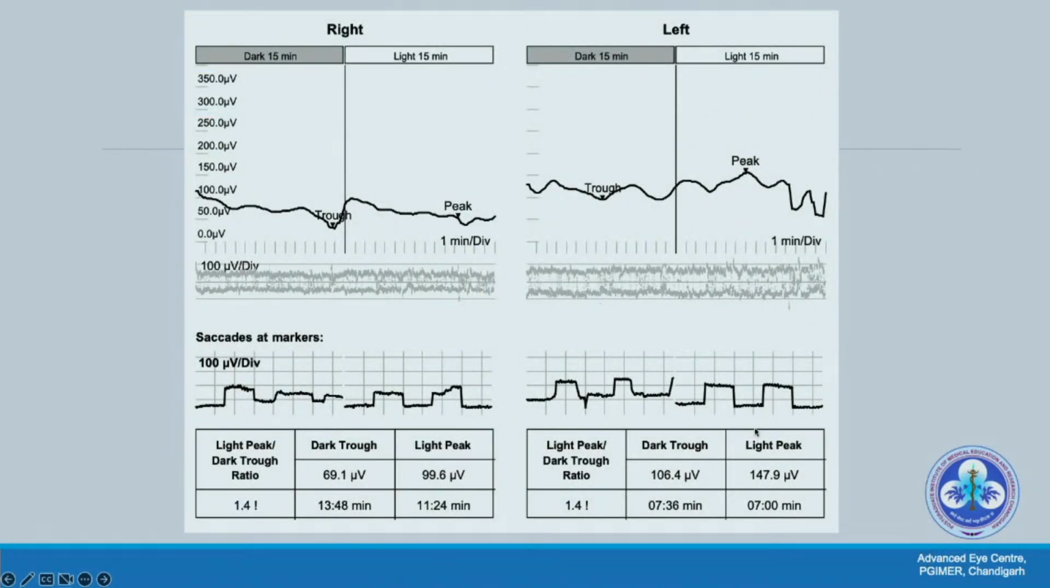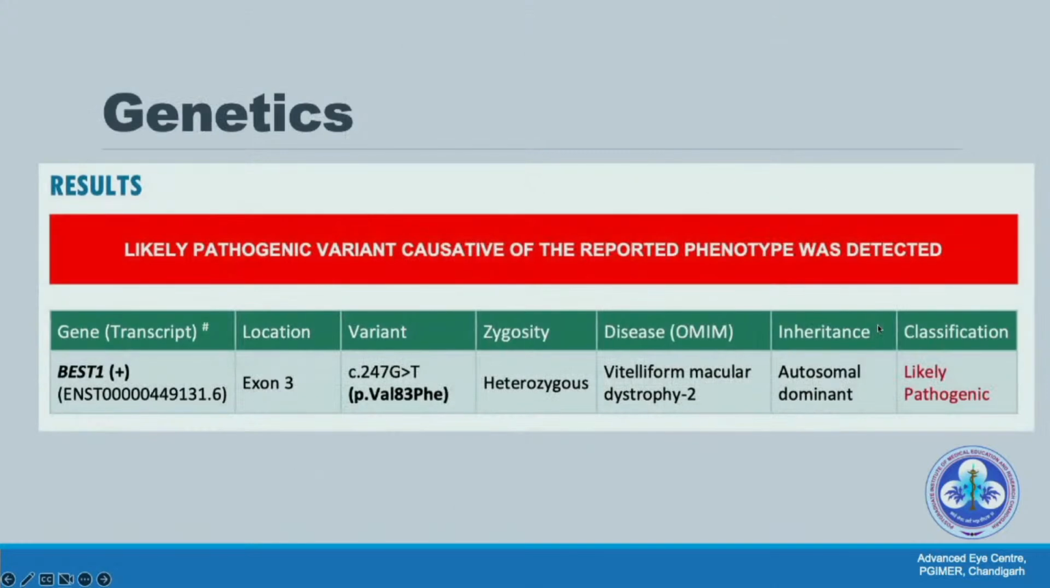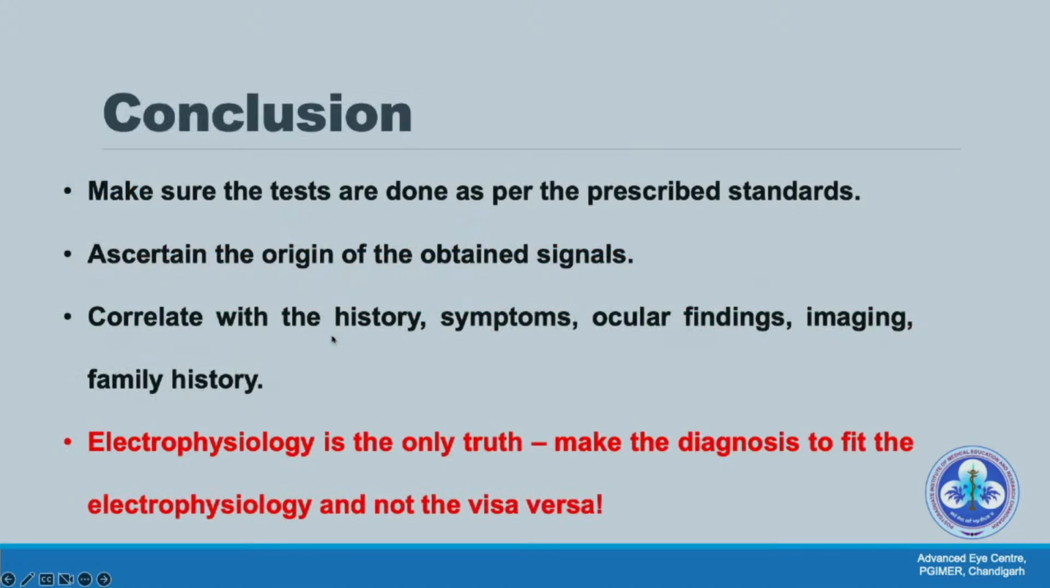You do an EOG and you see that yes, the ERG was completely normal in the left eye. Right eye obviously had a retinal detachment, so that was abnormal. And once you see that your Arden ratio is 1.4, that kind of pushes you towards a diagnosis of Best disease. You get the genetics done, and yes, it confirms your diagnosis of the BEST1 gene. So to conclude, just make sure that the tests are done as per the prescribed standards. That is the most important, because it is an objective assessment. Ascertain the origin of the signals.